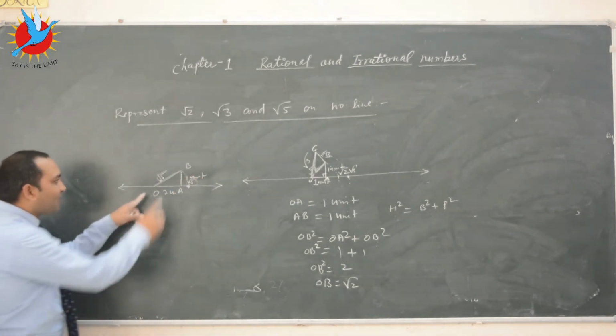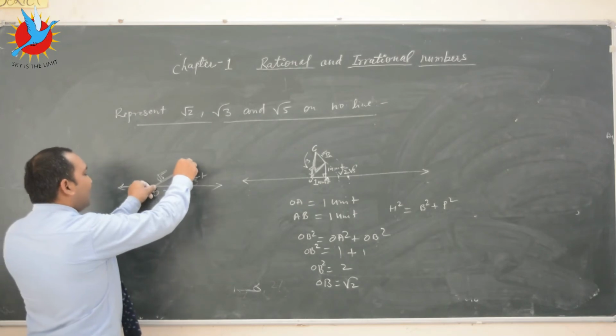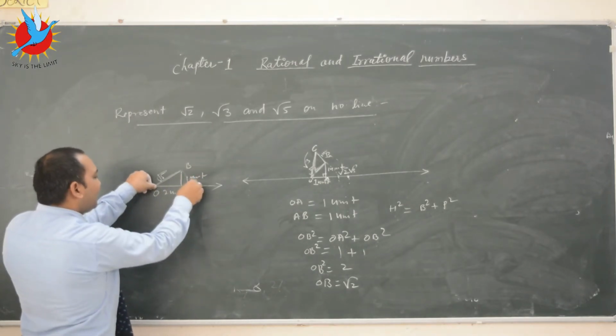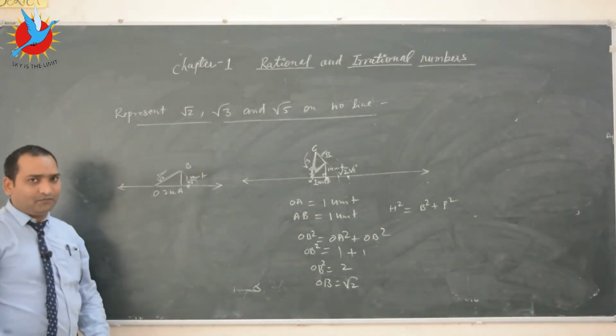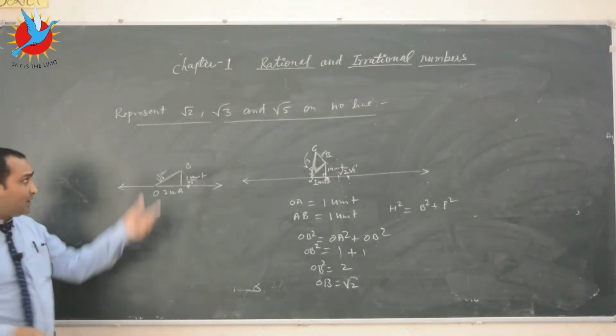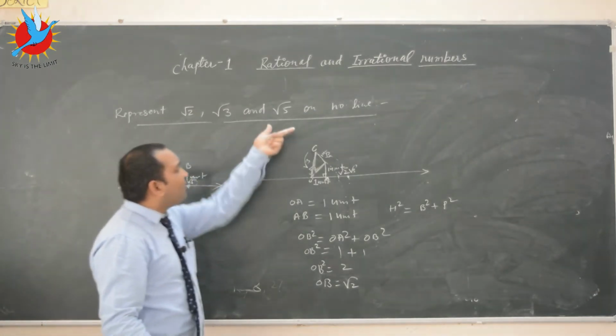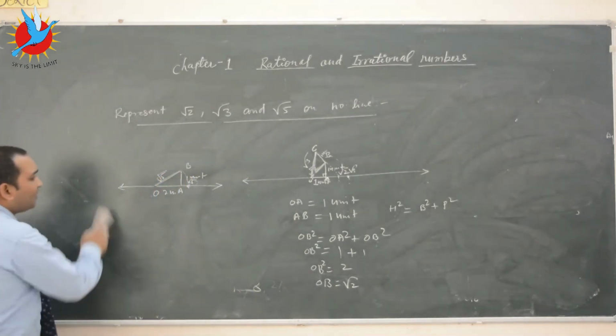Or with the help of thread also we can measure here, and this length represents on the number line. So this is the representation of the irrational number on the number line.